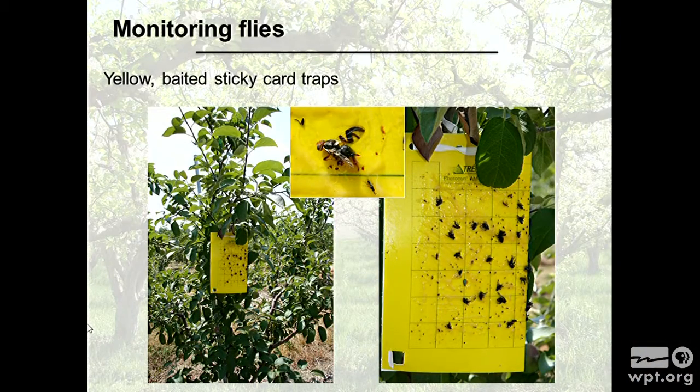So these are the yellow sticky cards. Obviously, they attract a lot of insects. So you have to be very careful on how you identify your insect. And that's the key to any kind of integrated pest management, obviously knowing what insects you're looking at.